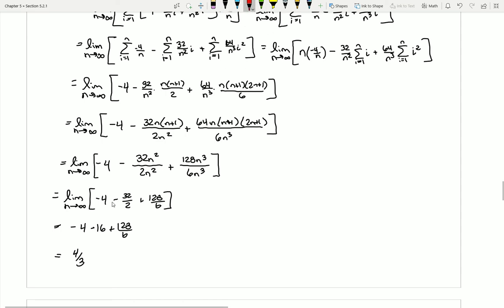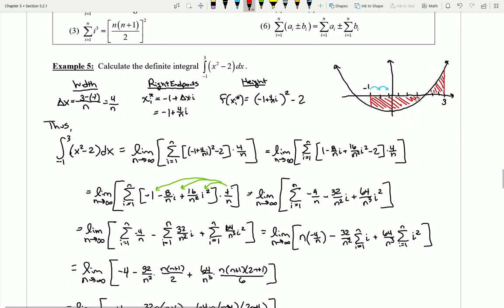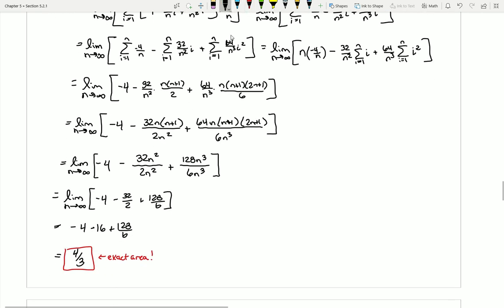And so what is the importance of this 4/3? What does it represent? Again, this 4/3 here represents the exact area that we were looking for up above. The exact area here is 4/3. And so I'm going to go ahead and write this out in the following manner. I'll say that the integral from -1 to 3 of x squared minus 2 is equal to 4/3.